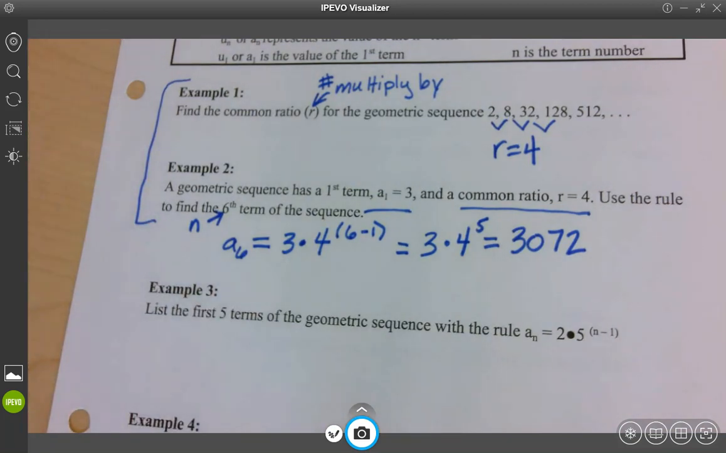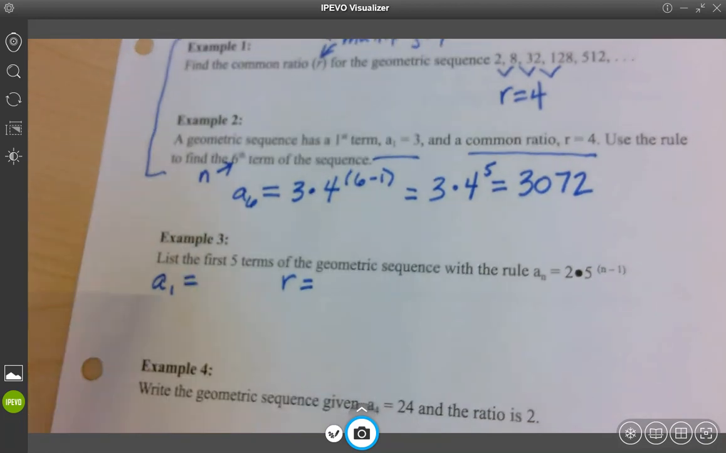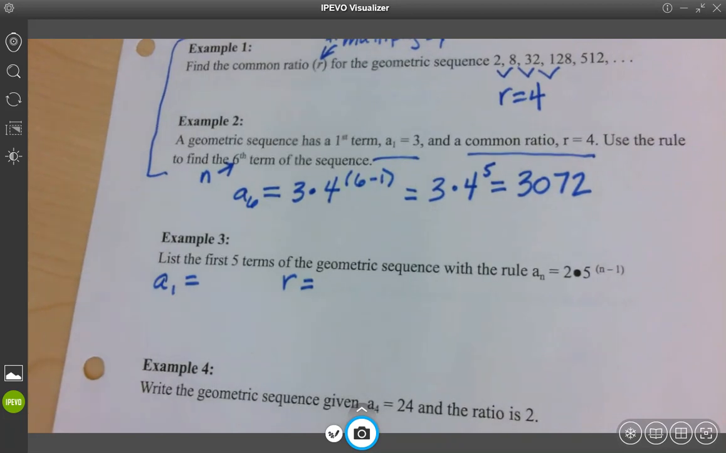Questions on 1 and 2? Okay. In example 3, we have to find the first 5 terms. You could use the formula 5 times, but that might take you a minute. Think back, there was an easier way that we did this kind of problem with the arithmetic sequences. We found the first term, and in that one we found the D, and we used that to create the pattern.